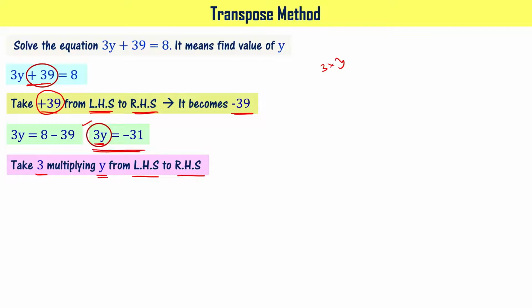When you take that to the right hand side, actually what happens is, since it is multiplying on the left hand side, it is going to divide on the right hand side. That's why it divides minus 31 now. So when I write the equation, it becomes y equal to minus 31 by 3. This is the answer you obtained earlier also for this particular equation, right?